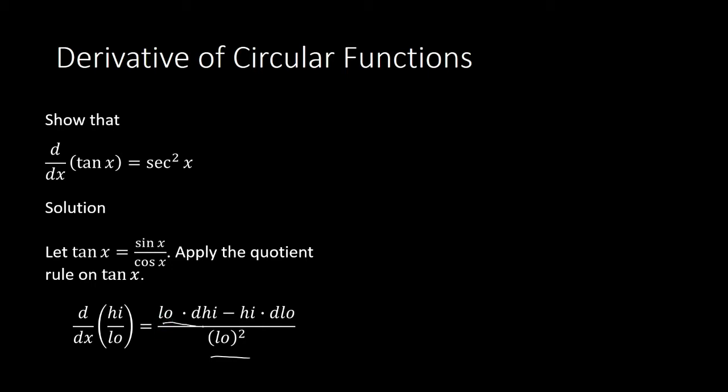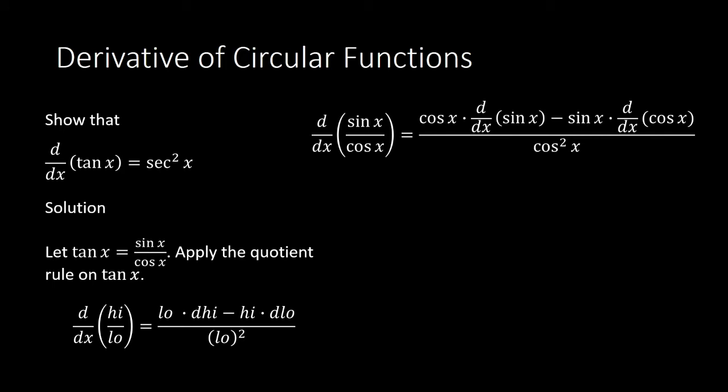Low d high, the function in your denominator times d high, the derivative of your numerator, minus high d low, the function in your numerator times the derivative of your function in the denominator. So d over dx of sine of x over cosine of x is equal to the square of low, and then low d high minus high d low.